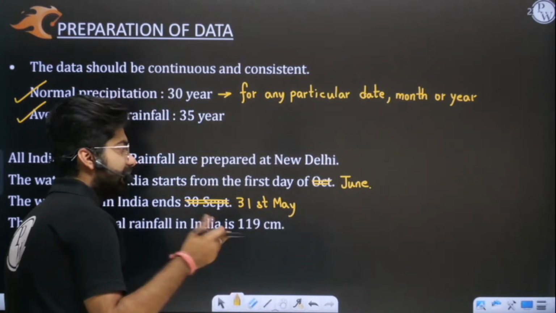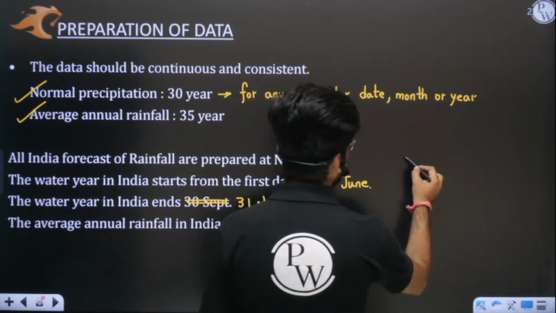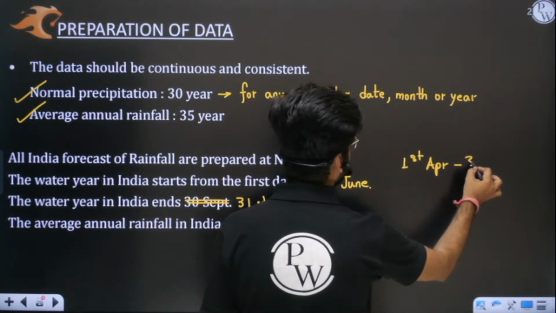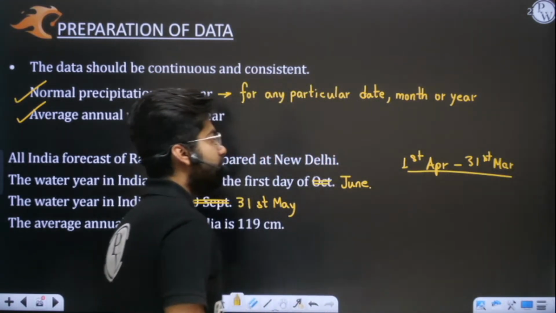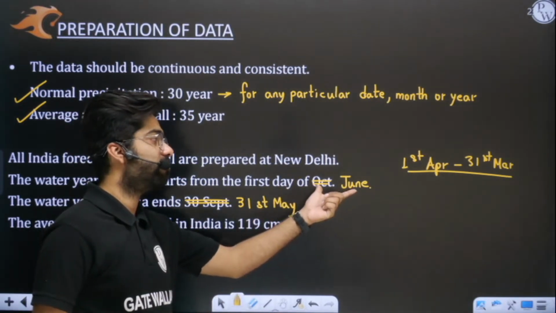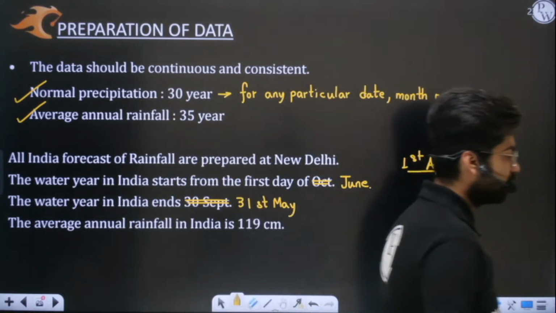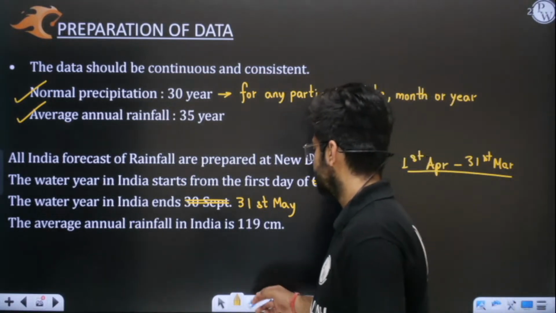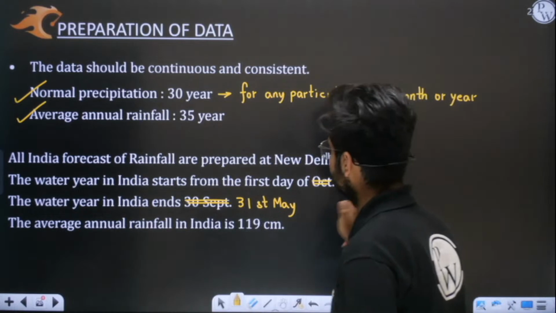Okay, from 1st June to 31st May is your water year. See, you have a financial year. I hope you all know what a financial year is. Financial year basically starts from 1st April and finishes on 31st March. Do you know this? Similarly, your water year starts from 1st June and ends on 31st May. This you have to remember. This is a different thing. And you all know what the average annual rainfall of India is. I hope this is very, very clear to you.